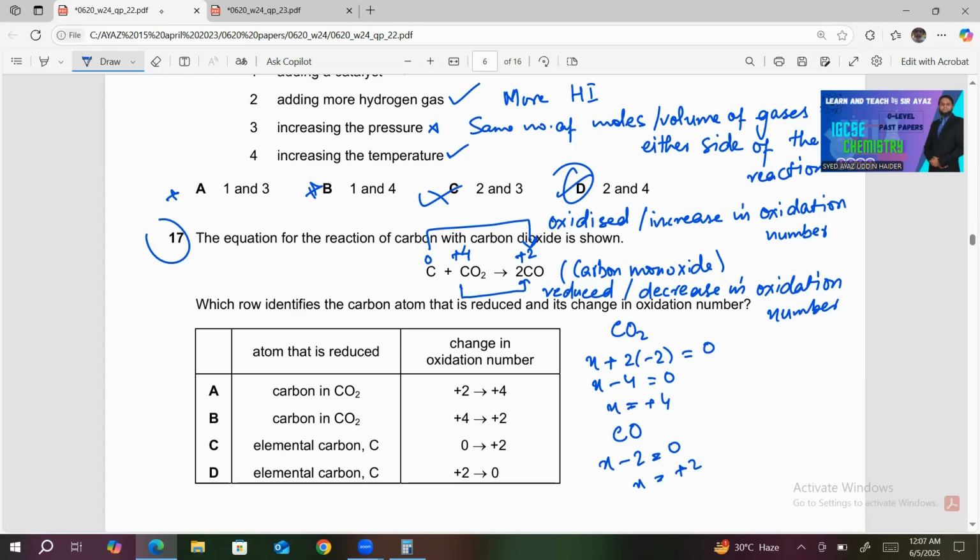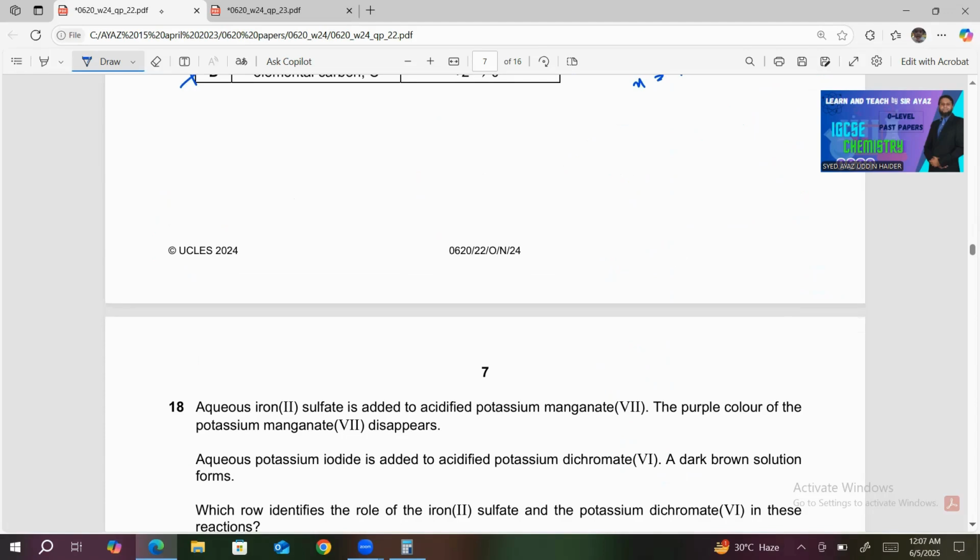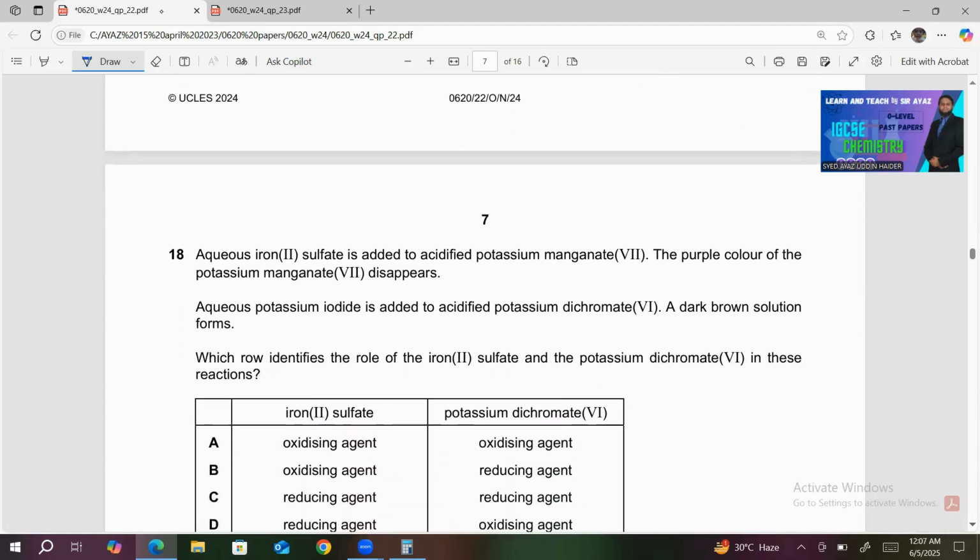So the atom that is reduced is carbon in CO2. That's correct. Either A is correct or B is correct. C and D are incorrect. And the change is +4 to +2. B must be the right answer for this MCQ. Onto the next MCQ, which is 18.